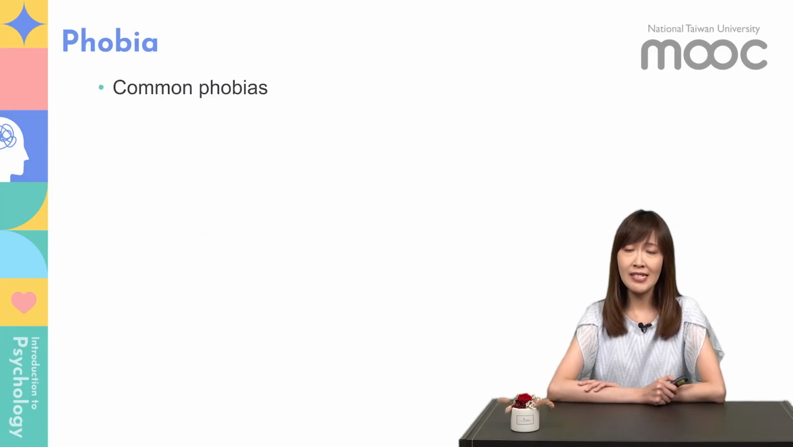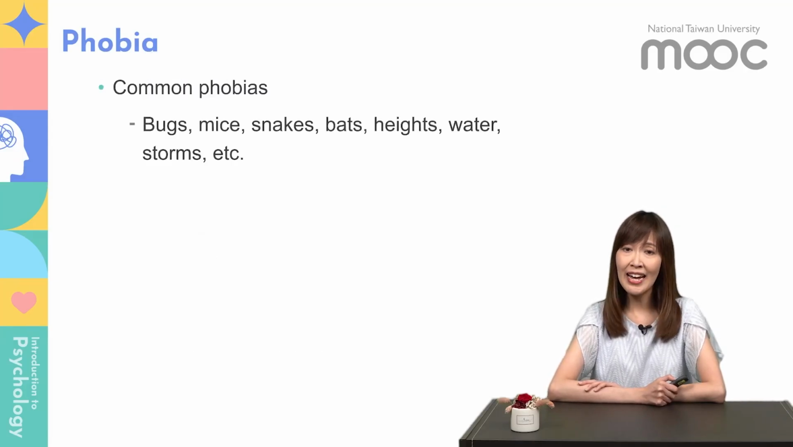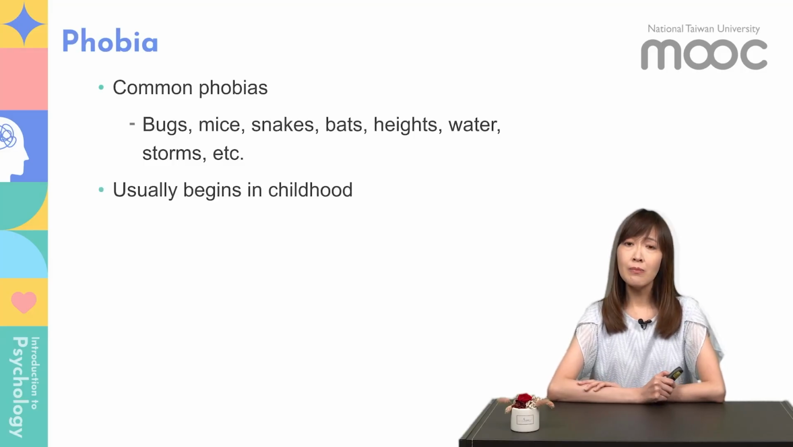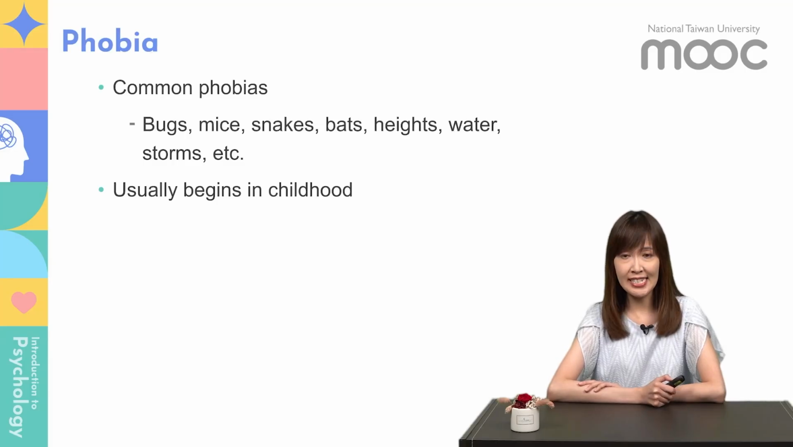The common phobias include the fear of rats, bugs, height, water, or storms. And there might be some other phobias that we cannot imagine, such as the fear of purple color or the fear of number 13. And phobia usually begins in childhood and it could continue into our adulthood. So that is simple phobia.